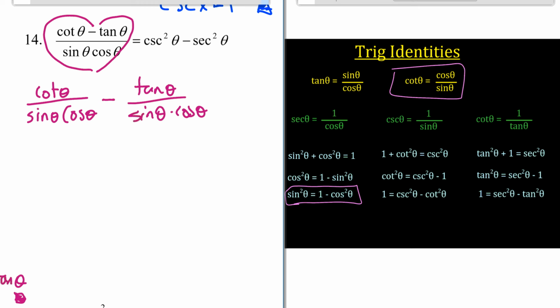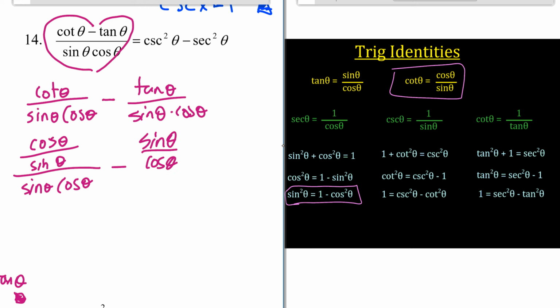Okay, so cotangent is cosine over sine, and then we'll just leave the bottom, sine theta times cosine theta. And then tangent, I don't want to write tangent. I want to write it as sine theta over cosine theta. On the bottom, it is sine theta times cosine theta.